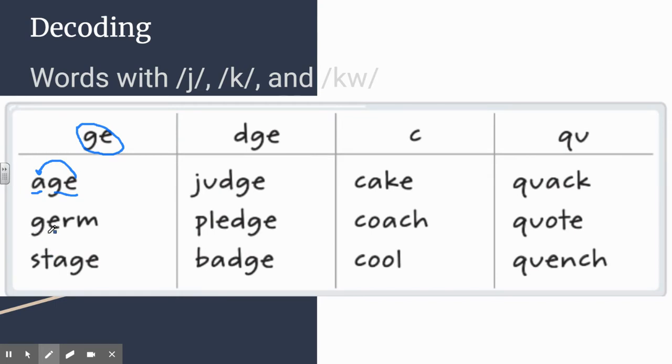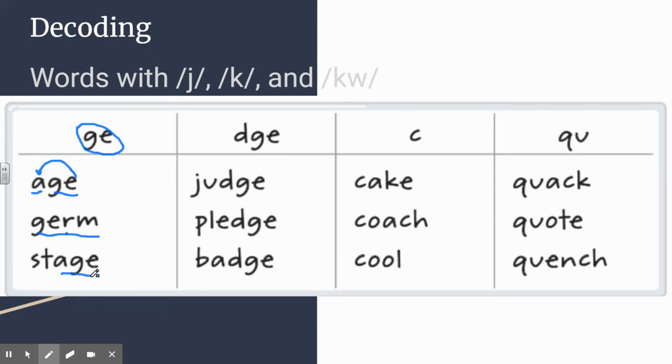Let's take a look at this next word. Now, the E after the G here is going to make it say its J sound, but I also have an R. And remember, R is bossy. So I've got germ. I've got that ER, and the ER sound is like IR and UR. They all say the same sound.